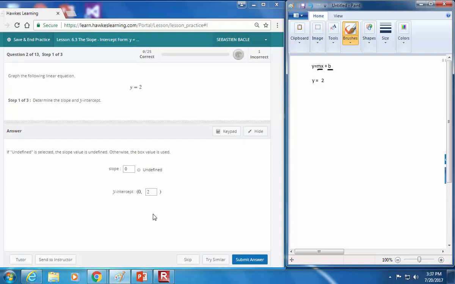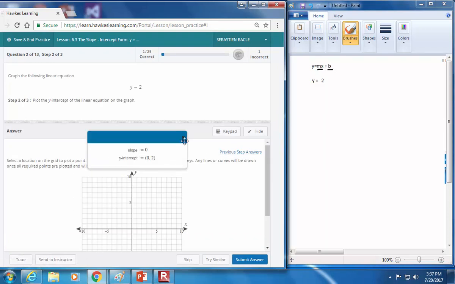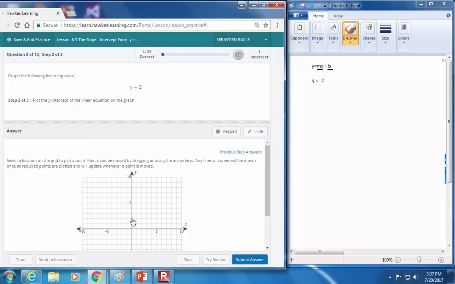So you can tell which one you have by whether or not it has an x. If it's got an x next to it, that's your slope. If it doesn't, it's your intercept. So that's what they're looking for there. The y-intercept is, again, not too hard. That's just 0, 2. So I go over 0 and up 2. It's always going to be on the y-axis.